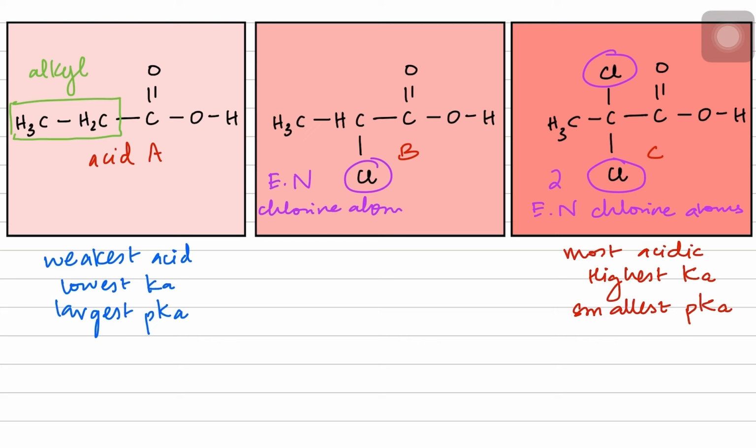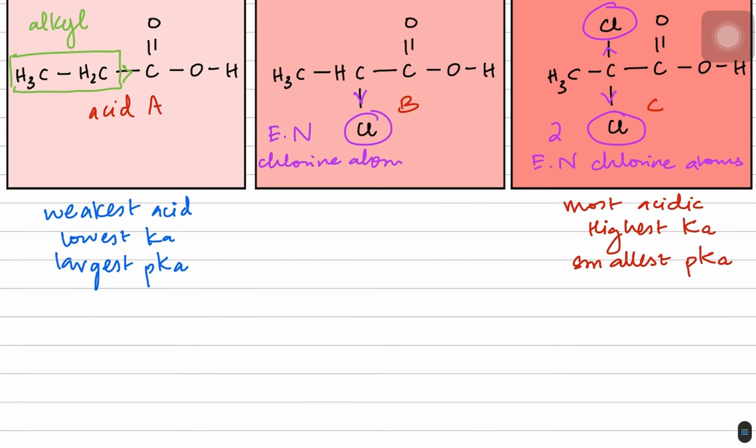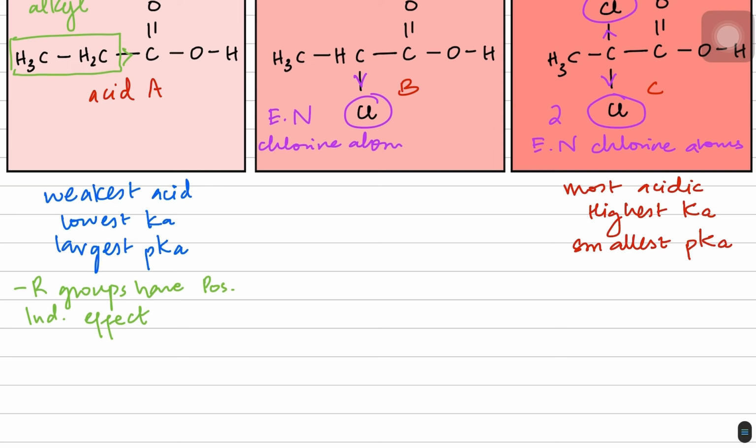Why would the presence or absence of chlorine change the acidic nature of these acids? So let's have a conversation about that. What actually happens is that chlorine atoms show their electronegativity and the alkyl groups show their positive inductive effect. So alkyl groups have the positive inductive effect. What happens because of that?